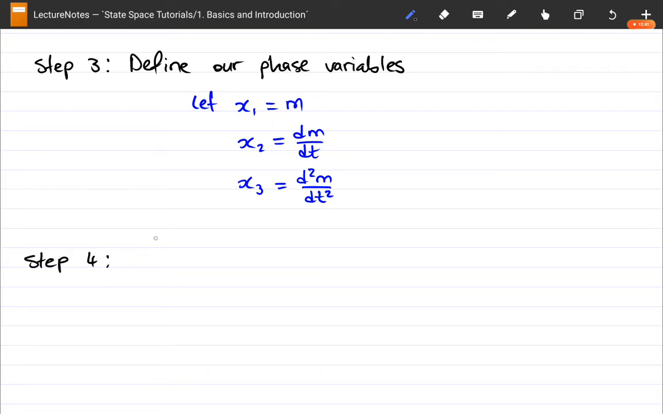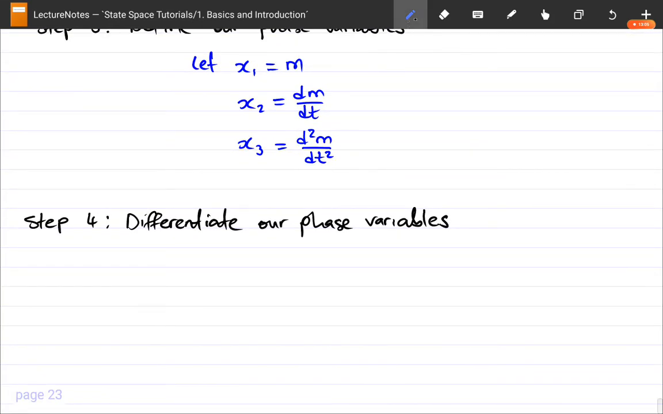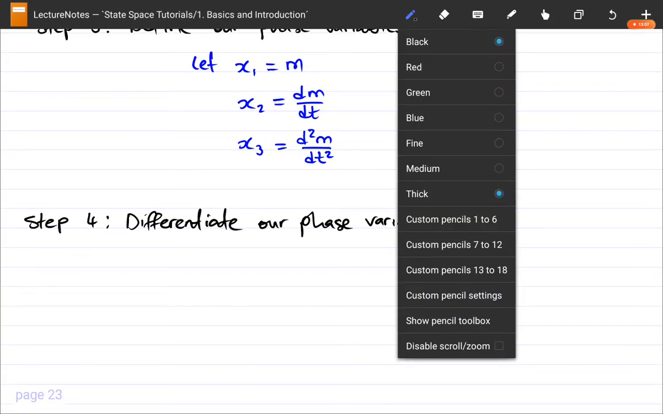And step 4 is we differentiate our phase variables to get our dynamic matrix. So this just means we're gonna differentiate x1, x2, and x3, so that we can get our dynamic matrix x dot. We can remember that.